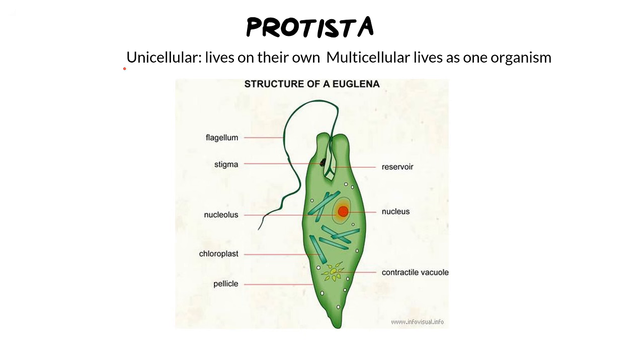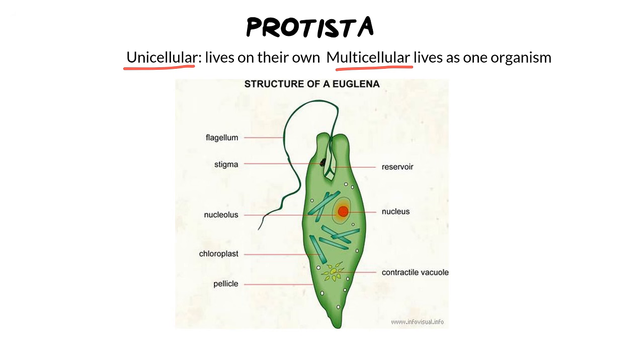They can either be unicellular, which means they are one cell, they live on their own, often in a body of water like a lake or an ocean or a pond. But they can also be multicellular, and they live as one multicellular organism. An example of that is something like seaweed. Seaweed's not a plant, it's a protist, but it's multicellular. It means it has many, many cells making up the protist as a whole.